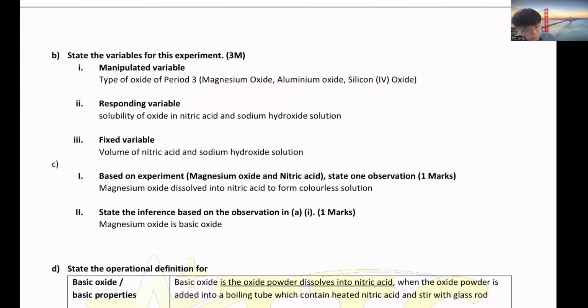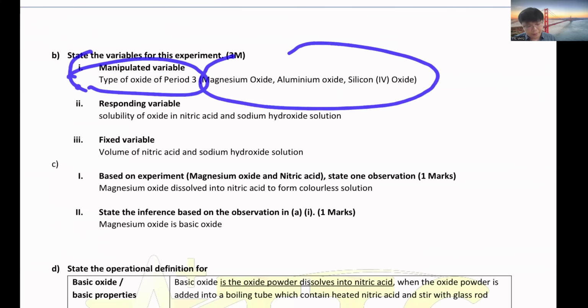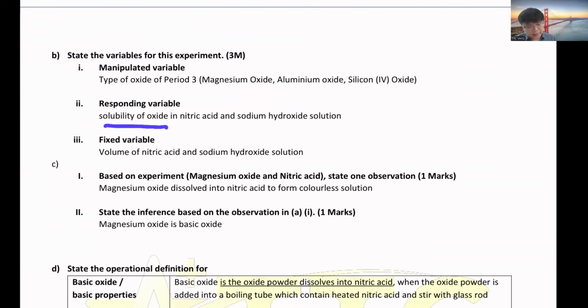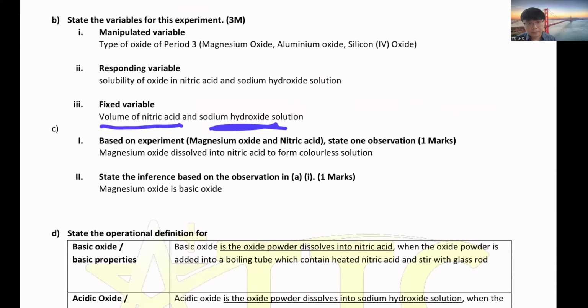For the main variables tomorrow, the manipulated variable, you can write the type of oxide of Period 3, then magnesium oxide, aluminum oxide, and silicon oxide. You can write either one, or both. Then the responding variable, you write the solubility of the oxide in nitric acid and sodium hydroxide solution. Then the fixed variable will be the volume of nitric acid and sodium hydroxide solution.